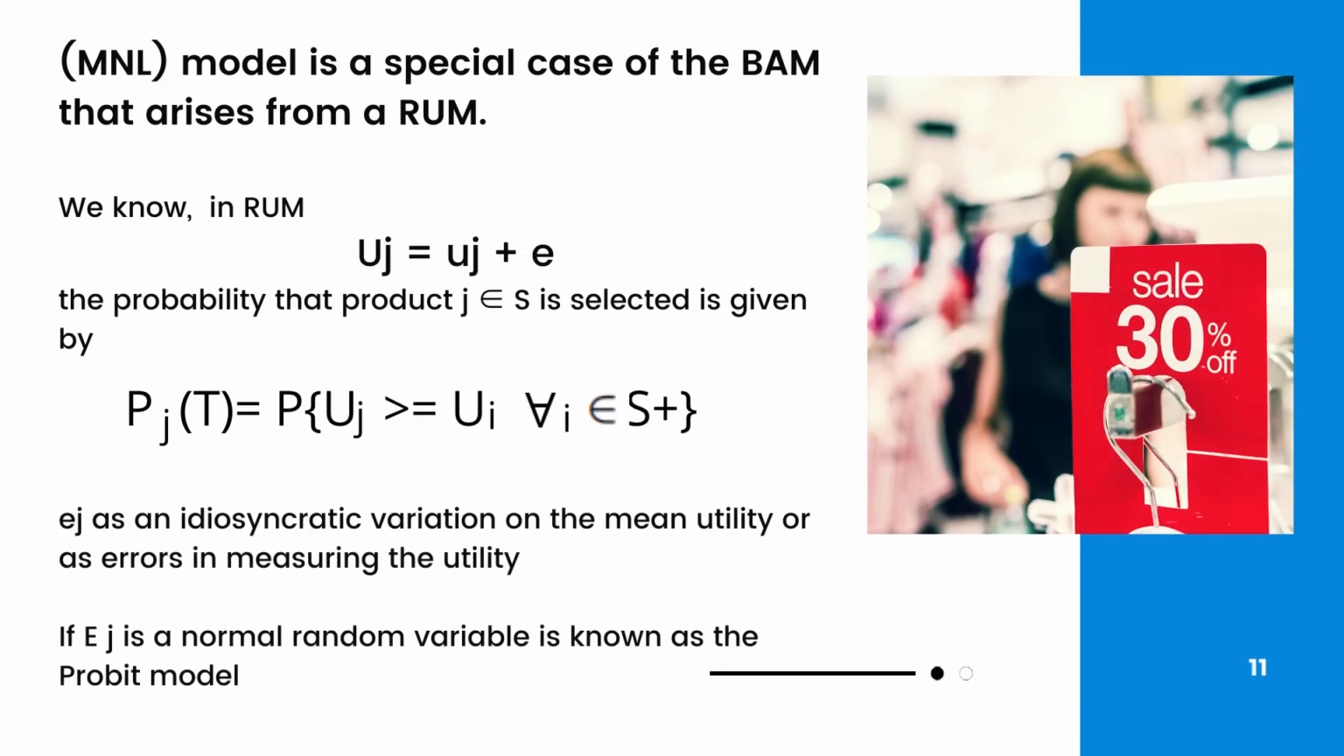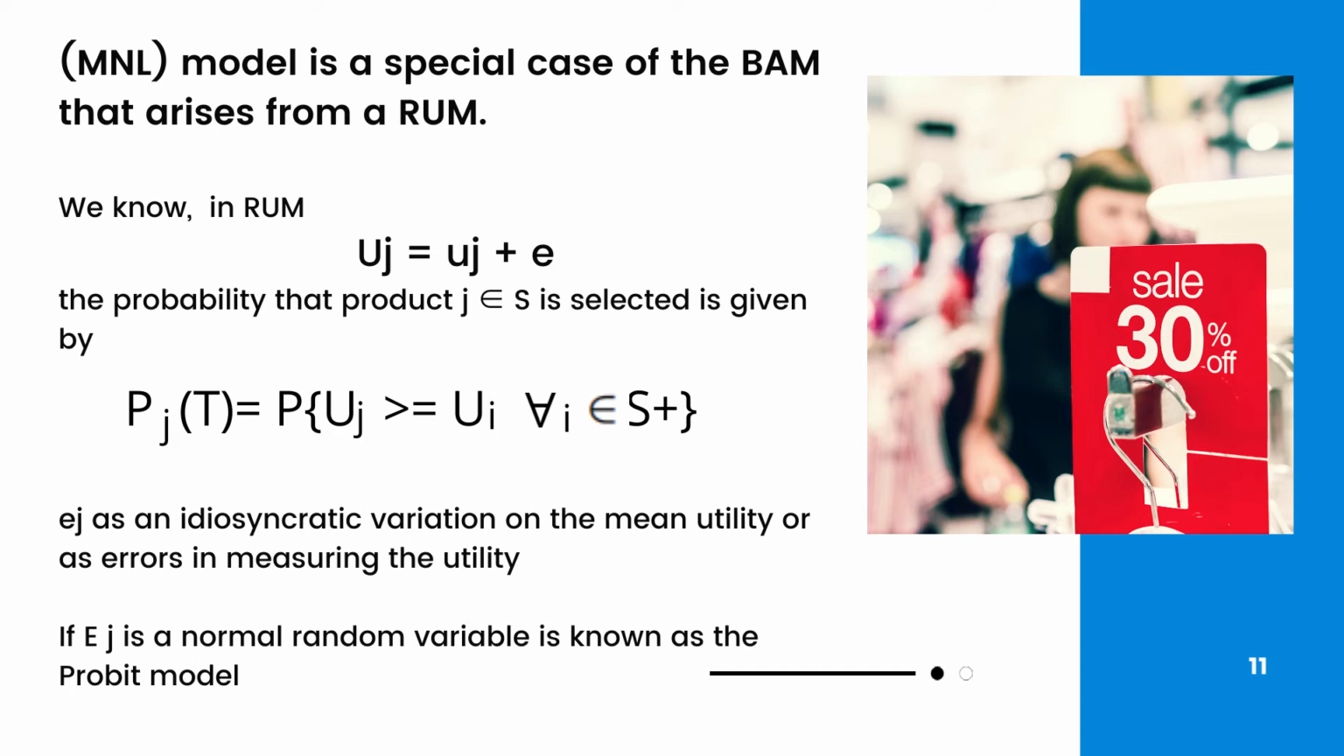Multinomial logit model. The celebrated multinomial logit model is a special case of the basic attraction model that arises from the random utility model. Under a random utility model, each product j has a random utility capital Uj, which is equal to uj plus small e j, for j belonging to the set N plus, and the probability that the product j belonging to the set S is selected is given by Pj of S, which is equal to the probability of Uj being greater than or equal to Ui such that i is belonging to the set S plus.